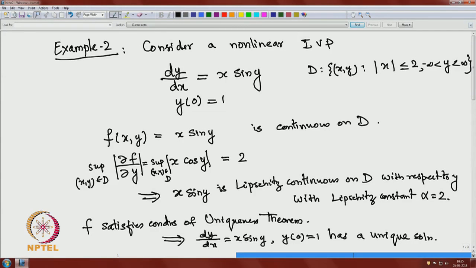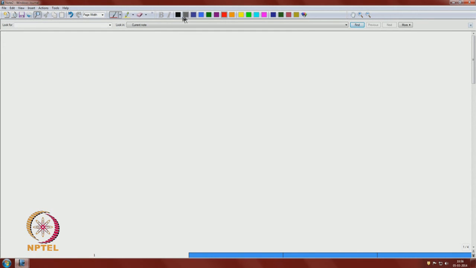But the existence part, as I have already mentioned, if the function is continuous with respect to x and y, then existence is guaranteed in some interval starting from the given initial point 0, 1. And now what we have observed is that uniqueness is guaranteed because of the Lipschitz continuity property of f with respect to y. Now we will see an example where we have more than one solution. That example we had already seen, a linear equation. So take an example, example 3.